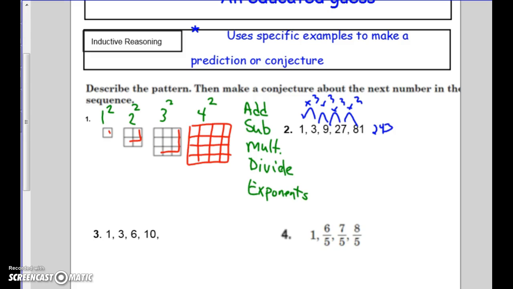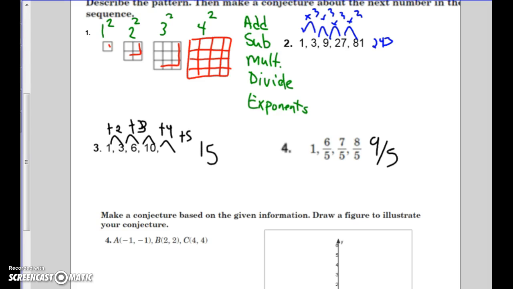So I want you now to try number 3 and number 4. Okay, good. On number 3, absolutely. So here, on number 2, we had times 3 all the way across. Here, my numbers changed. I'm adding. 1 plus 2 gave me 3. 3 plus 3 gave me 6. 6 plus 4 gave me 10. So the next one I would do would be add 5.